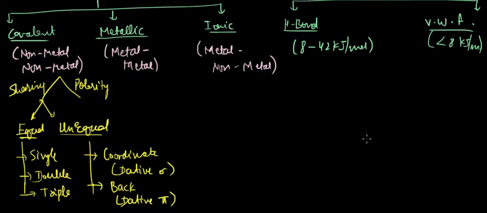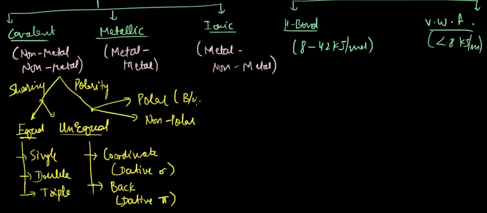Okay, and based on polarity again we can classify it into two categories. A covalent bond can be polar or it can be non-polar. Polar means the covalent bond is between different atoms, and a non-polar covalent bond is between the same atoms.